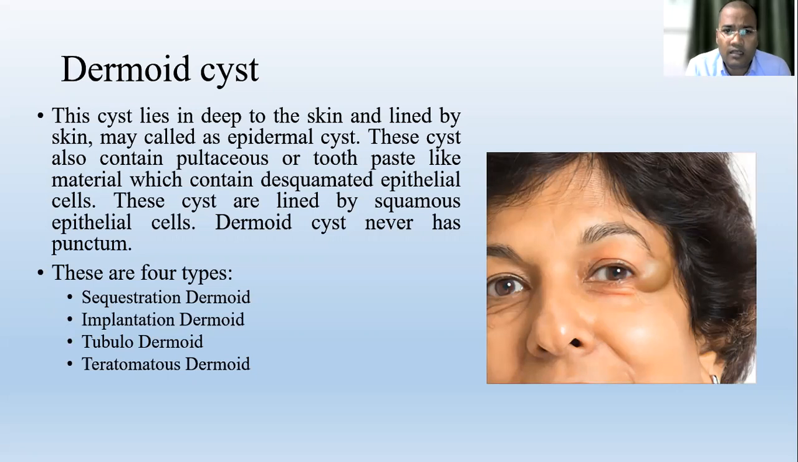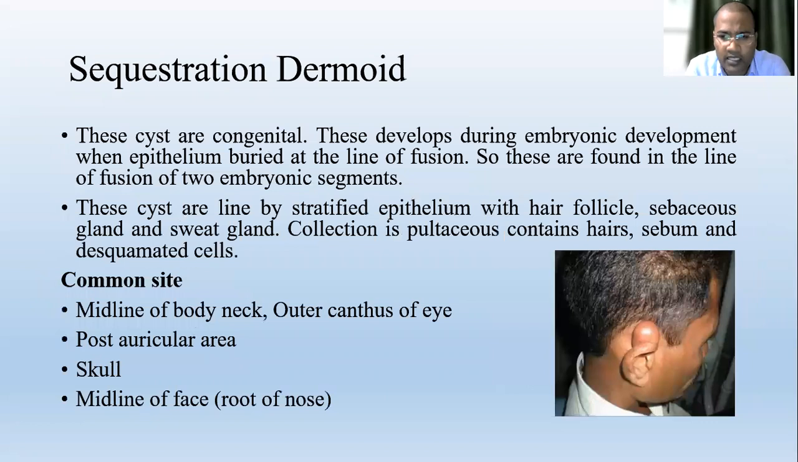These cysts are lined by squamous epithelial cells, and these cysts never possess any kind of punctum or black spot, contrary to the sebaceous cyst. There are four types of dermoid cyst: sequestration dermoid cyst, implantation dermoid cyst, tubular dermoid, and teratomatous dermoid. One by one we discuss them, starting with the sequestration dermoid. These are the congenital type of cyst.